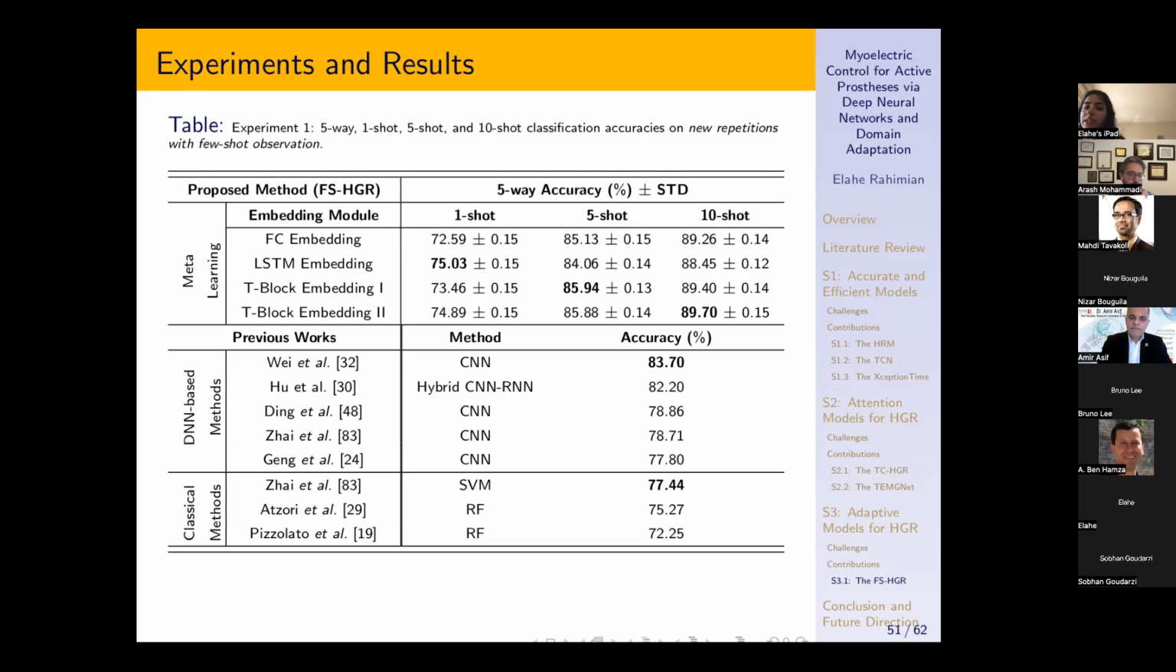And we compare our approach, which is based on meta-learning, with other techniques, such as DNN-based models and classical methods. And we can see that, for example, for 5-way 10-shot, we improve the accuracy for the new repetitions.